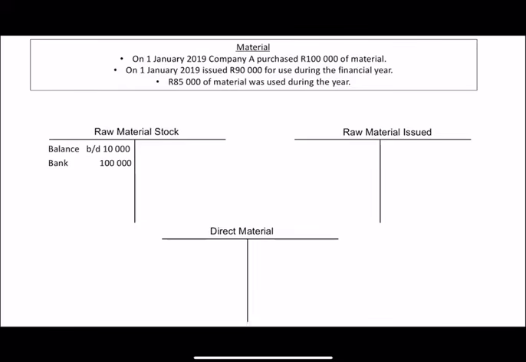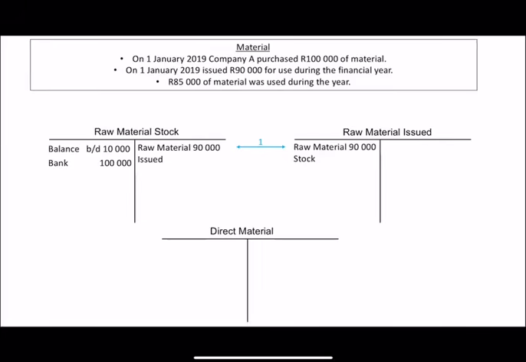Next, it says on the 1st of January 2019, we issued 90,000 Rand for use during the financial year. What that means, once again, is we have this amount of stock in the raw material stock, but we're going to let the factory use 90,000 Rands worth of material. That's their budget. They can use all of it, some of it, but this is how much they're allowed to use. So we're going to transfer that 90,000 from our raw material stock and put it into our raw materials issued. To cancel it in our raw material stock account, we place it on the credit side and then we transfer it to our raw material issued account.